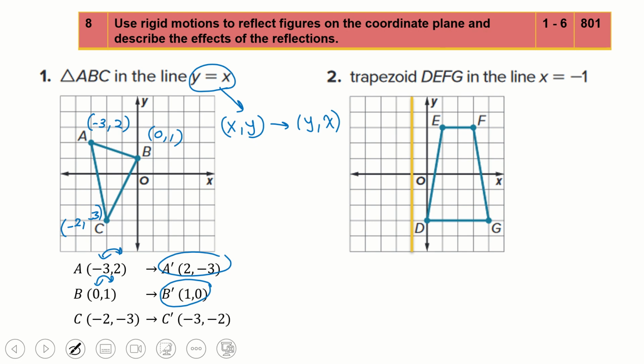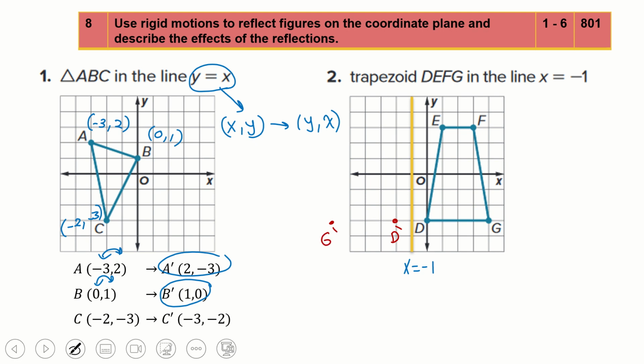Now we've got this trapezoid. All of these questions were on a worksheet in the class. So trapezoid DEFG in the line x equals -1. This yellow line is the line x equals -1. Point D is 1 unit to the right of the line of reflection, so we go 1 unit to the left. And then G is 4 units away from D, so we go 4 units away. So it's here, 1, 2, 3, and 4.